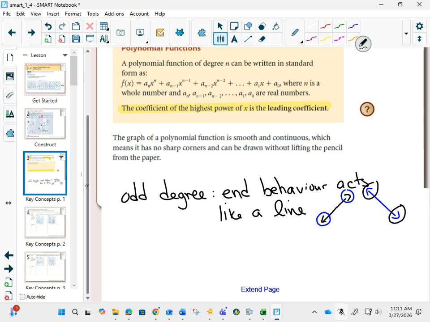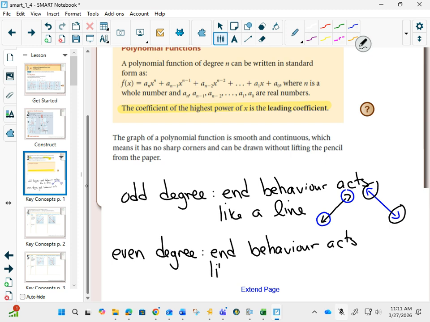The end behavior of any odd function is going to act the same as a line. Because their first odd function is a line, and the end behavior for all odd functions is the same. If you have an even degree, the end behavior acts like a parabola.